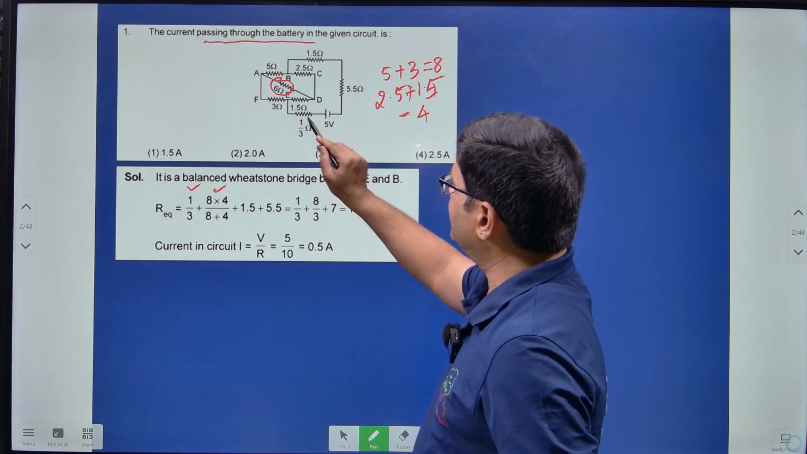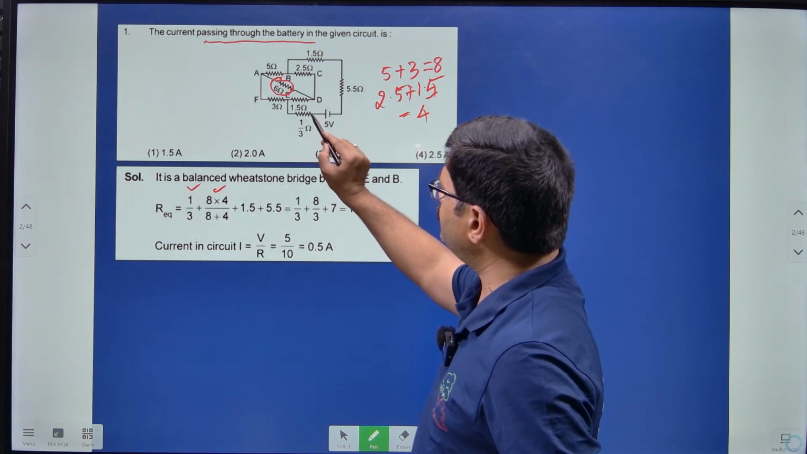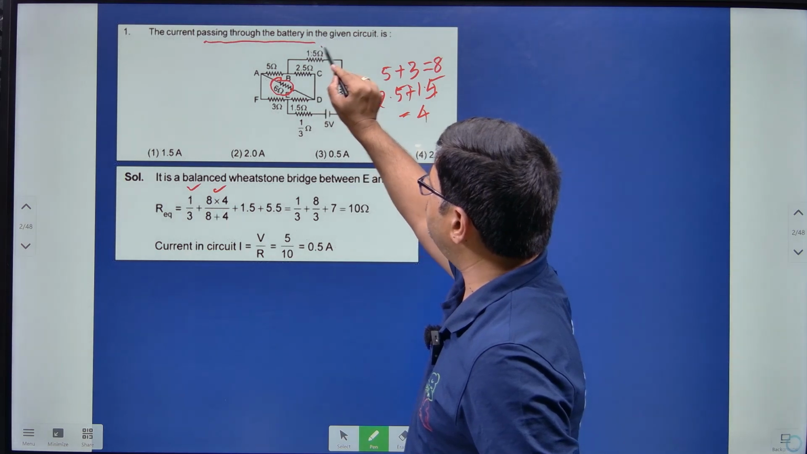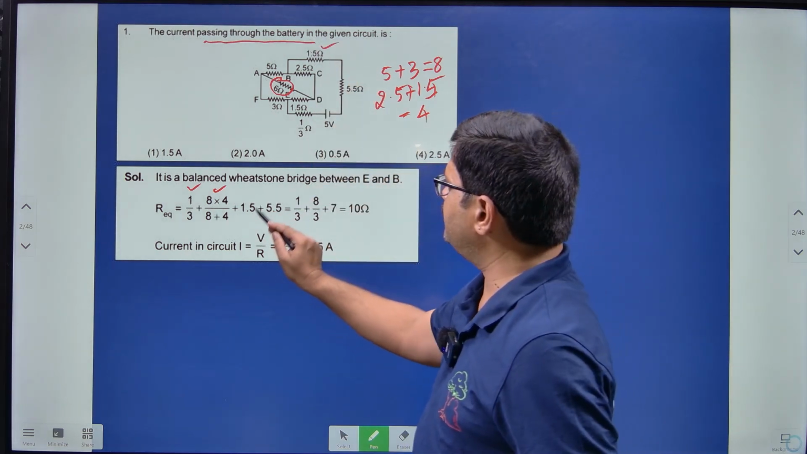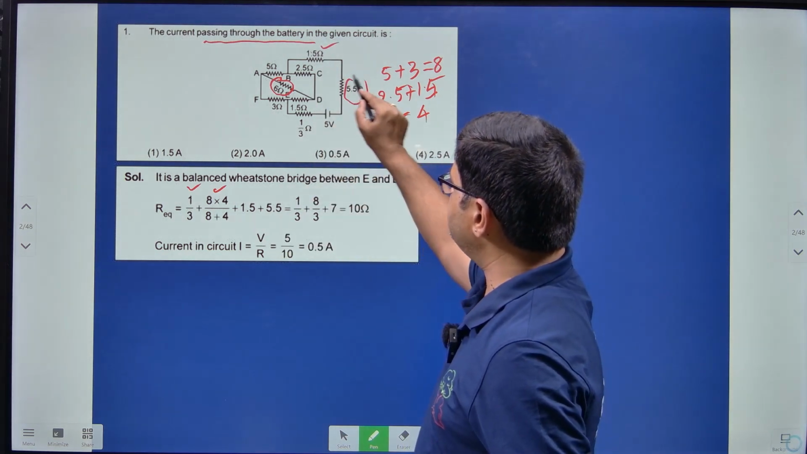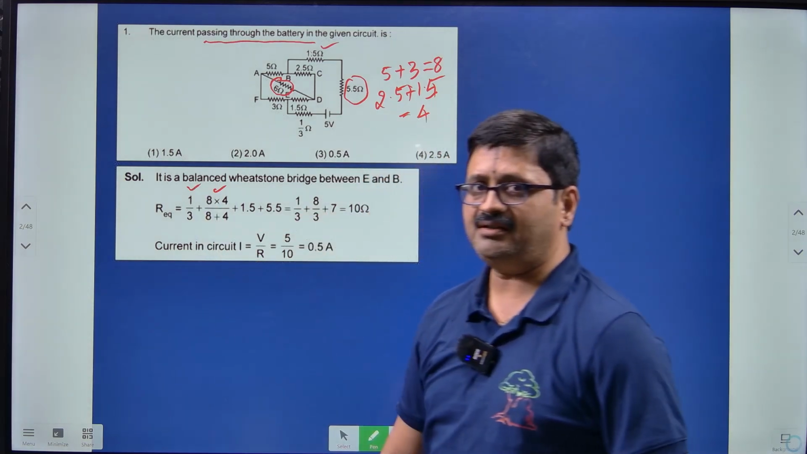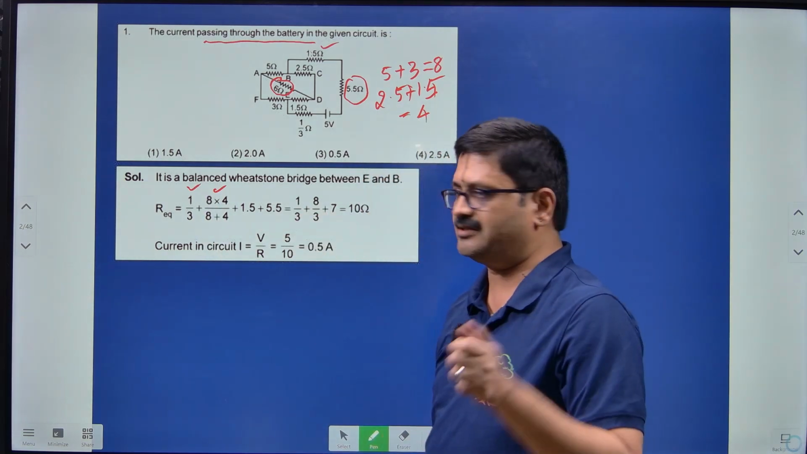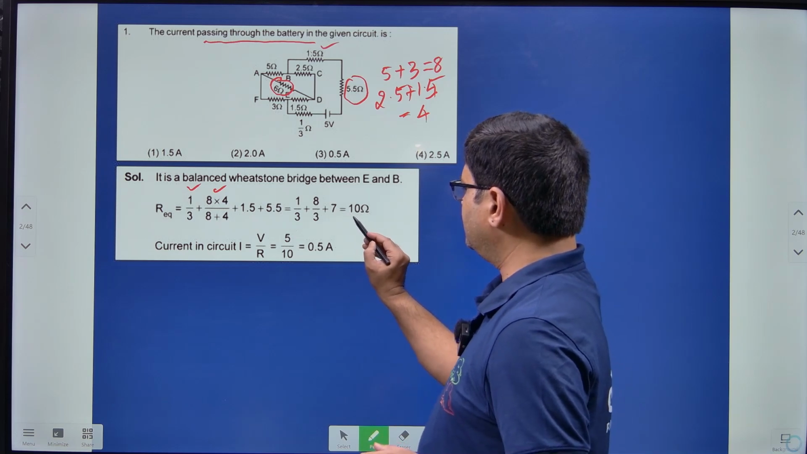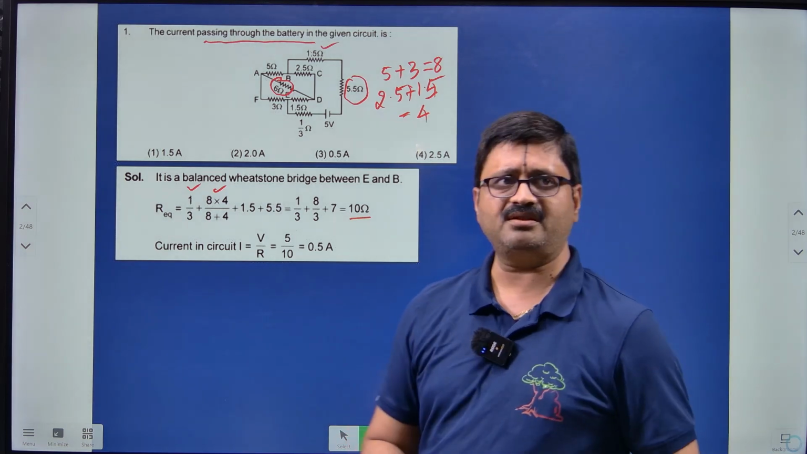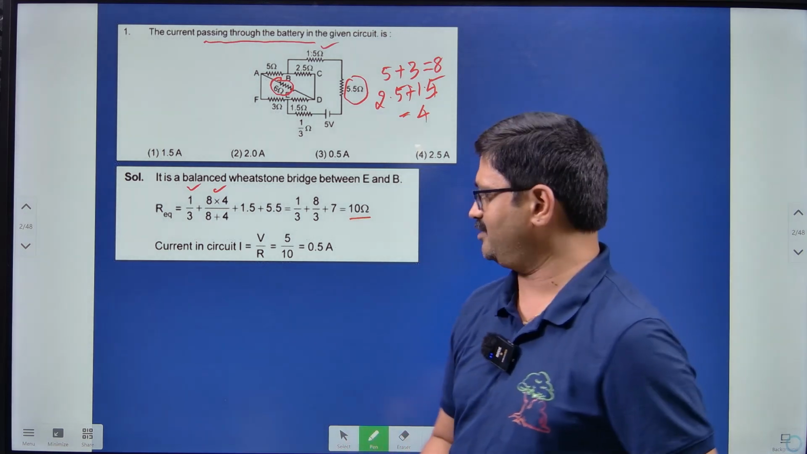Then plus again the 1.5 ohm resistance which is at the top. This is going to be in series, again 5.5 will be in series. Then 1 by 3 I have written already in the beginning. If you simplify this, we will get the resistance as 10 ohm. This is the equivalent resistance that we are going to get.